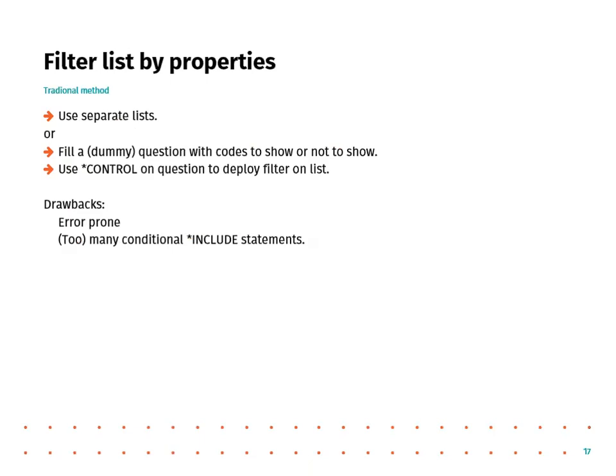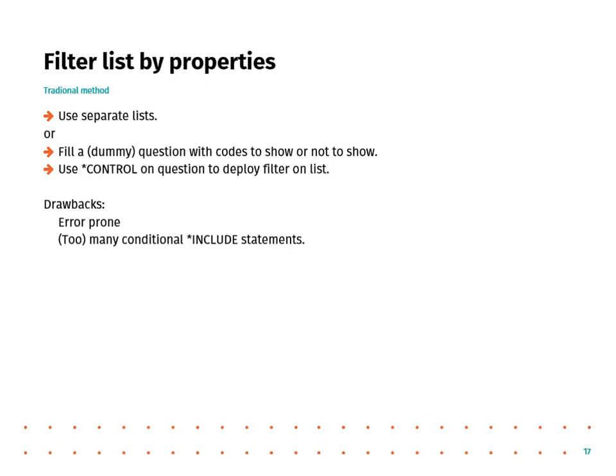Well, traditionally we could only use one of these two methods. Either use separate lists for the different items, and then you could use the star use list with a variable, so that you call the list dynamically. Or you can create a dummy question and then put in all the codes in there for the codes that you want to show or not to show.